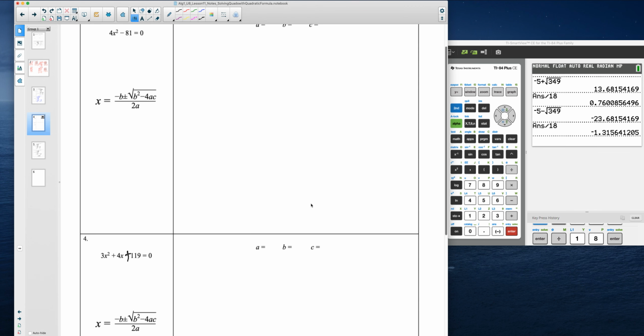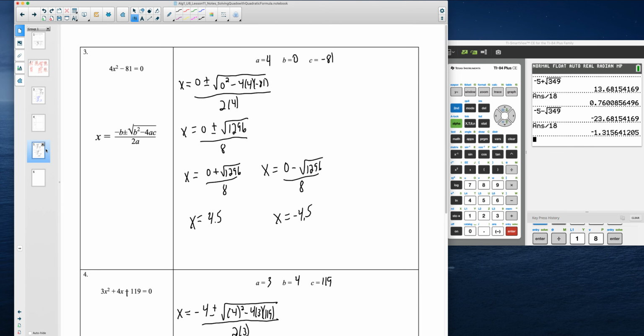All right, so once again, I have these problems worked out here. So let's take a look and see how you did. Now, once again, this is just kind of an observation thing. When we look at this, our A is 4. Notice we have no x terms. That means B is 0. So if you do not see your x term, B is 0. We've talked about that a little bit before. Hopefully you're getting used to seeing that. And then C is negative 81.